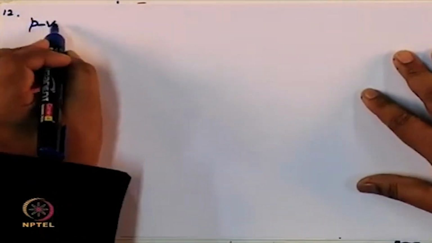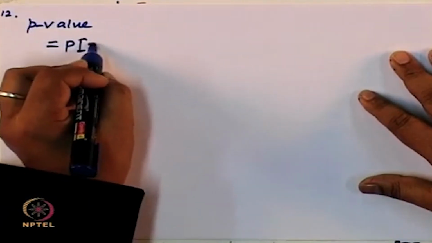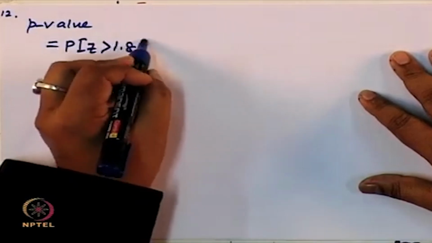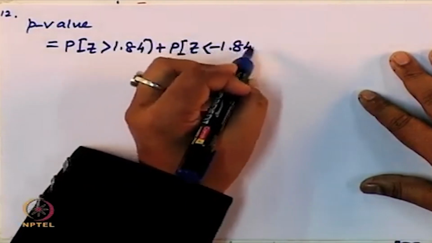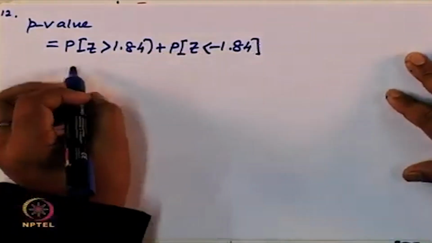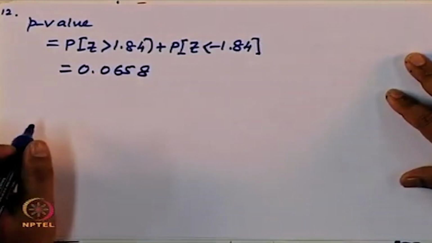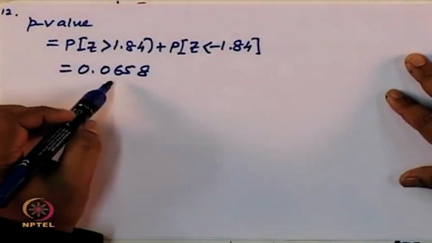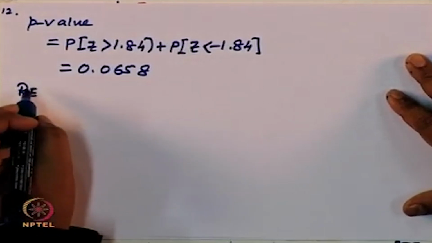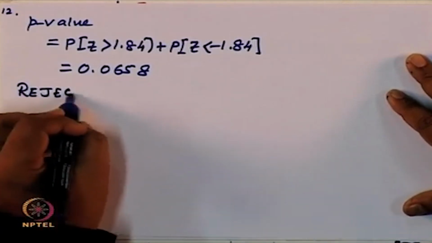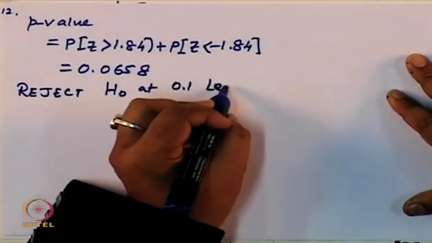Okay. The p value turns out to be probability of z greater than 1.84 plus probability z less than minus 1.84. And you get a value of 0.0658. So what you see is that it is possible to reject H naught at 0.1 level of significance.